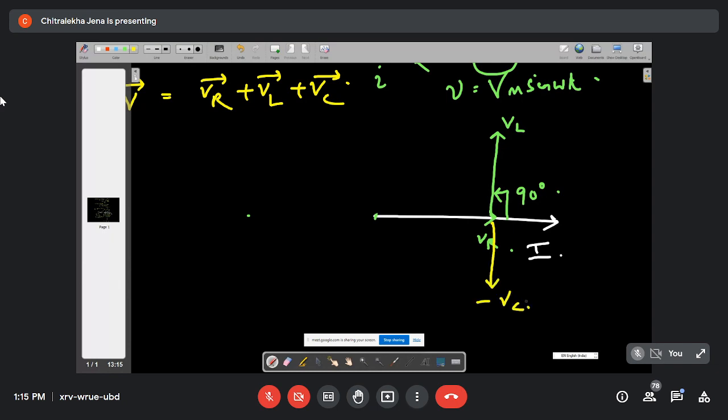I will write down minus VC because it is lagging by 90 degrees, so the vector is downward. So this is your 90 degrees. Now if I find the resultant: on the x-axis there is only one phasor, but on the y-axis there are two phasors, VL and VC. If VL is greater than VC, the voltage across the inductor is higher, so obviously in the upward direction the resultant VL minus VC will exist.